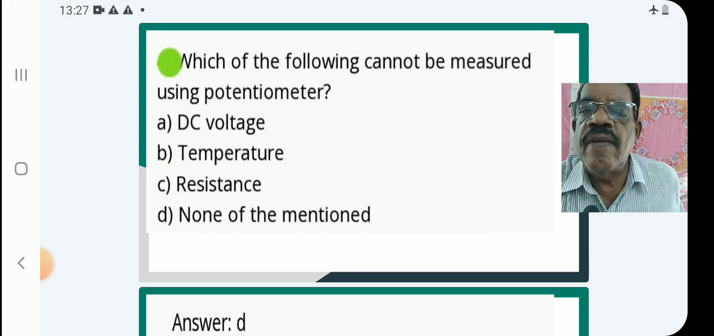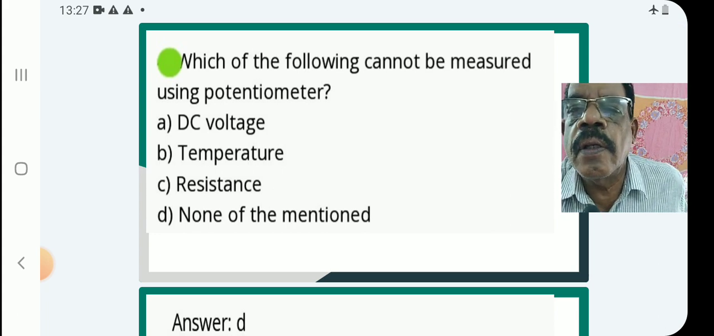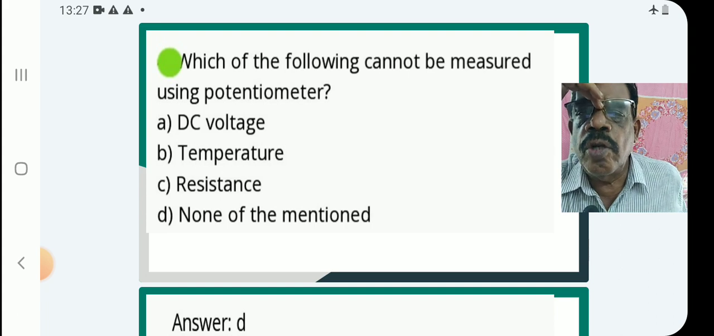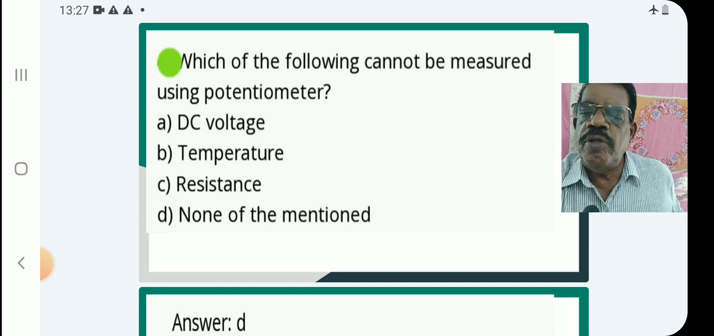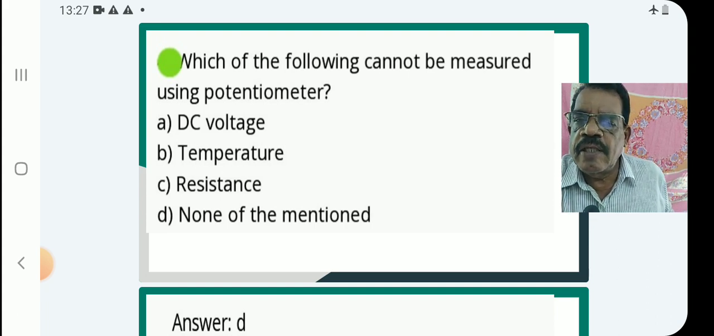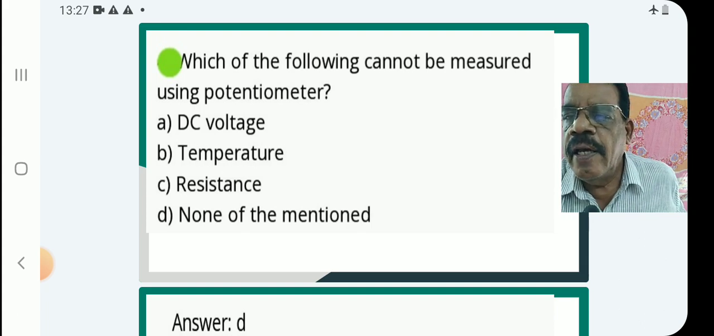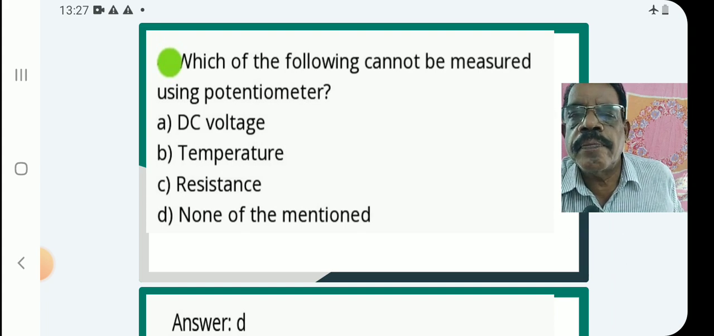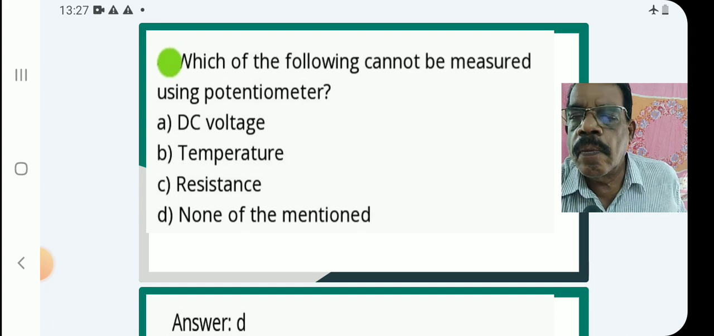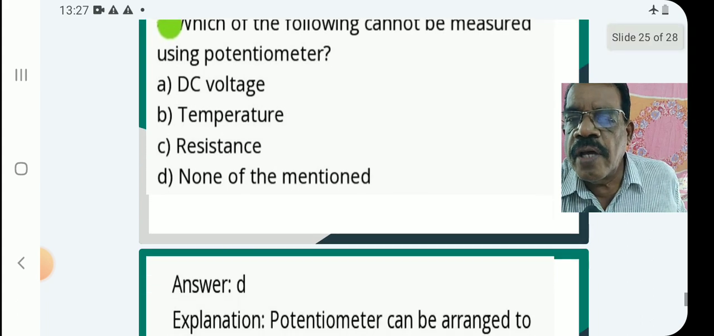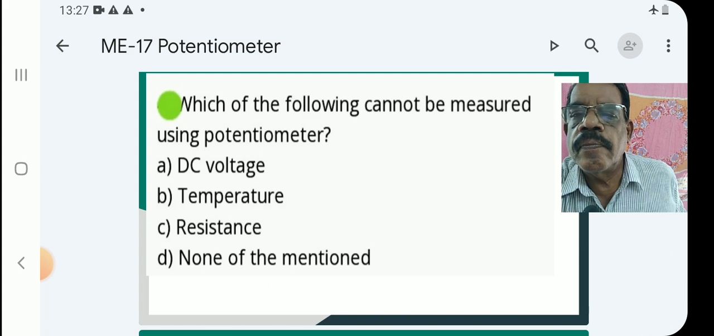Next question. Which of the following cannot be measured using a potentiometer? A, DC voltage, B, temperature, C, resistance, D, none of the mentioned. Answer D.